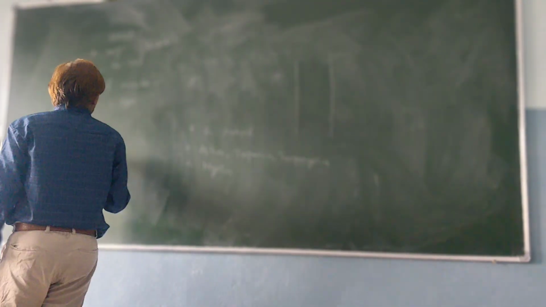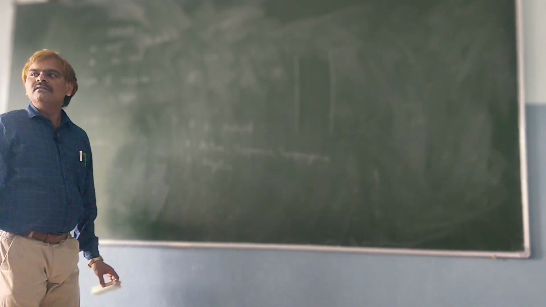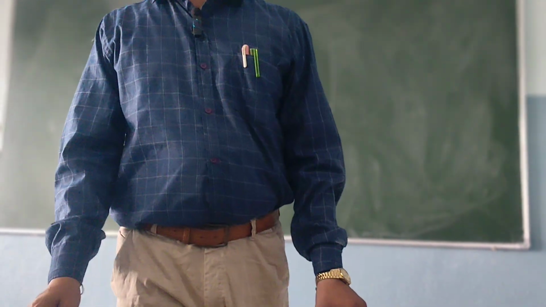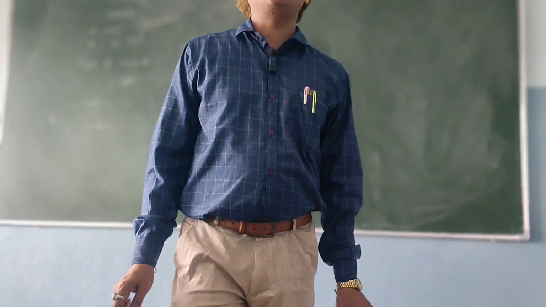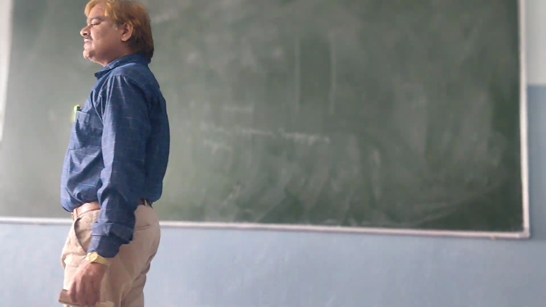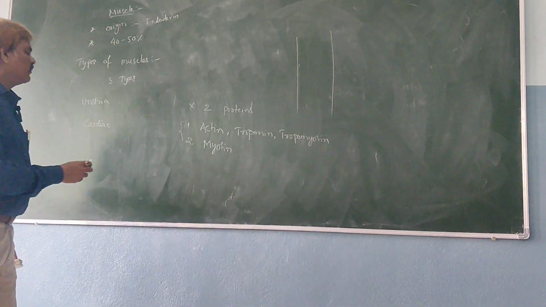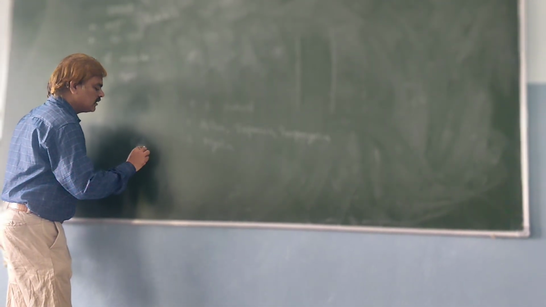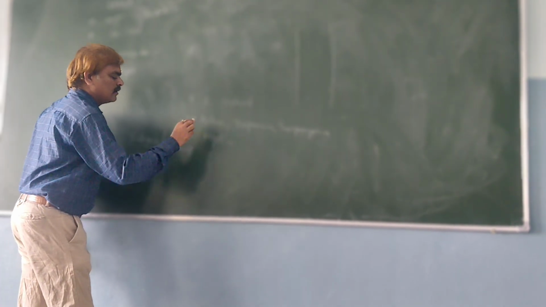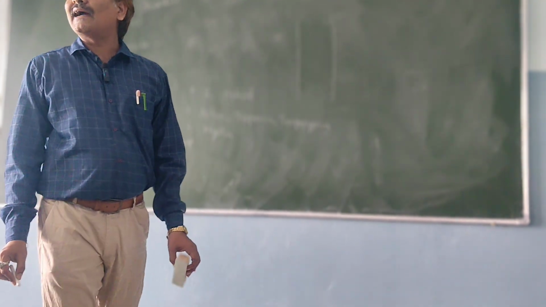Next, cardiac muscle. Cardiac muscles are branched muscles. Both striated and unstriated features are present. What is the specialty of the cardiac muscle? They never go for fatigue. Fatigue is also called muscle cramp. Why does muscle cramp take place? Because of the accumulation of lactic acid.